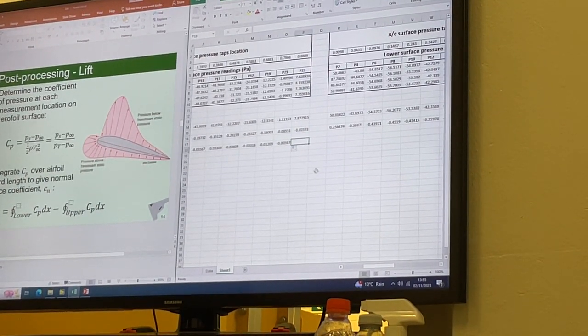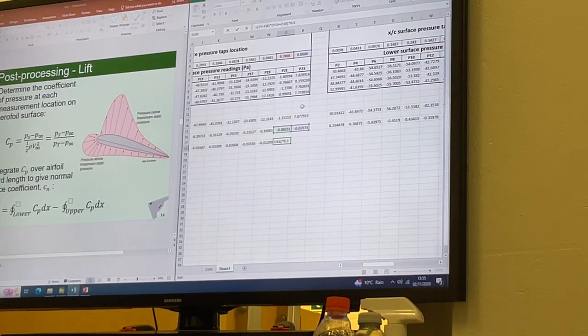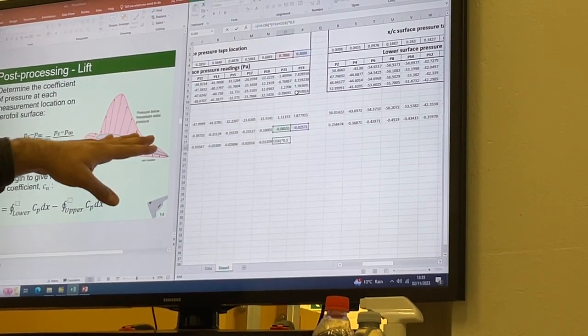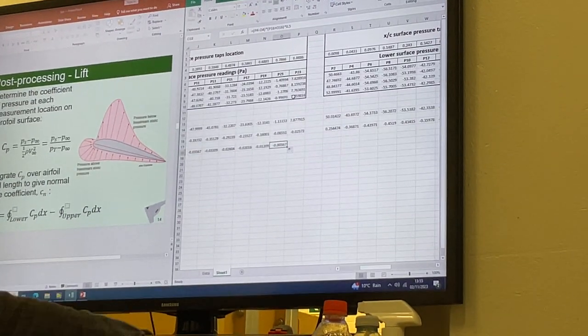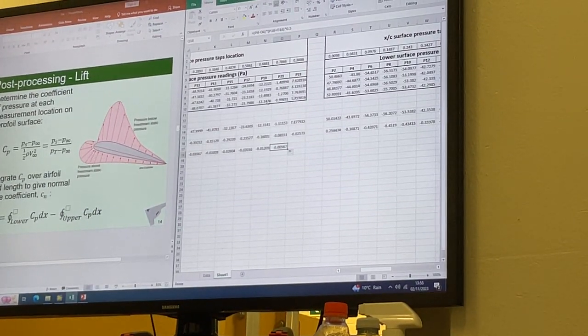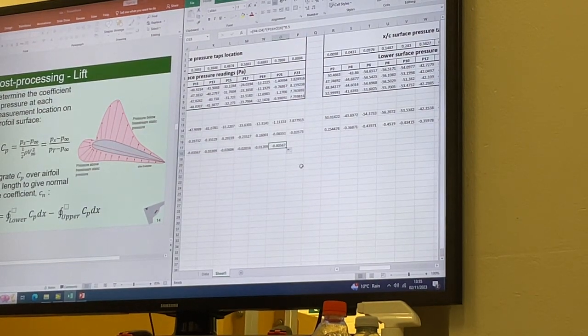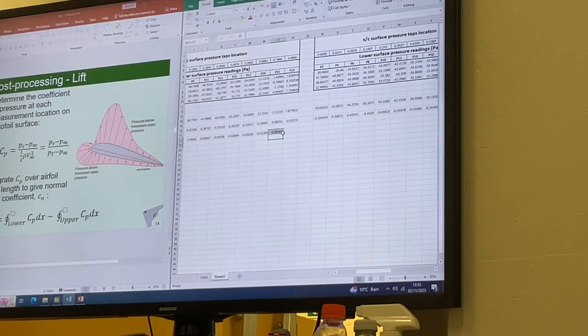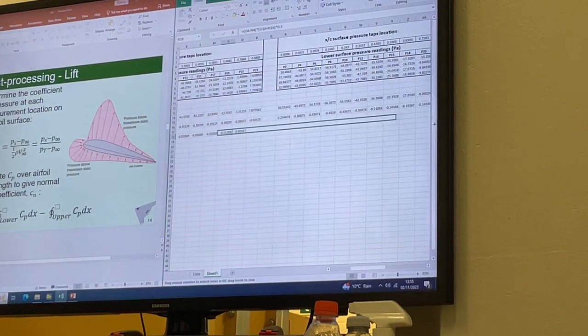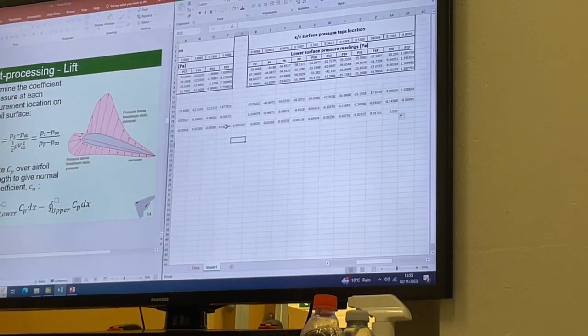Yeah, because if you look at this one, that last one has already been accounted for. Obviously, I'm dragging it for the second one as well, and then I will delete these.